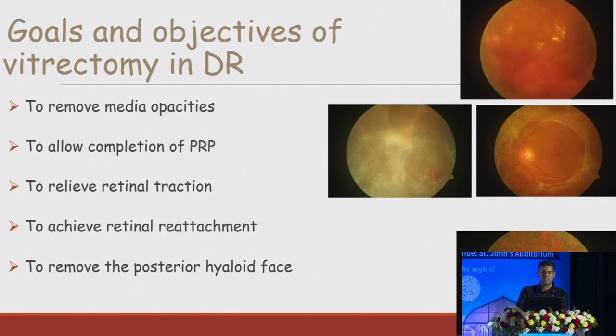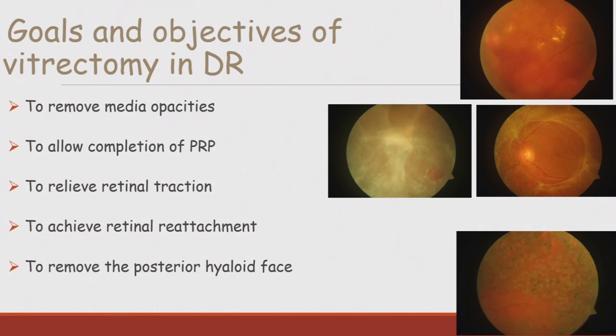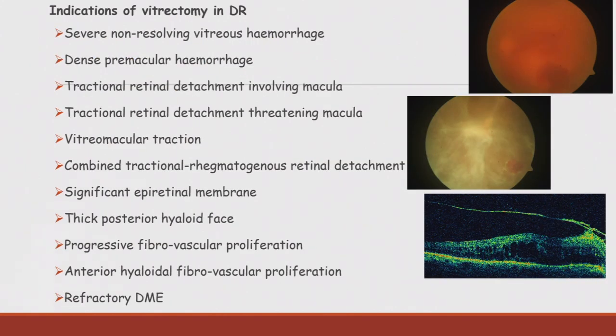The surgical management. The goals of surgical management are to remove the media opacities, to allow completion of PRP so that the VEGF load reduces, to relieve the retinal traction, to achieve retinal reattachment, and to remove the posterior hyaloid face. The indications of vitrectomy are severe non-resolving VH, dense premacular hemorrhage, tractional RD involving the macula, and refractory DME.